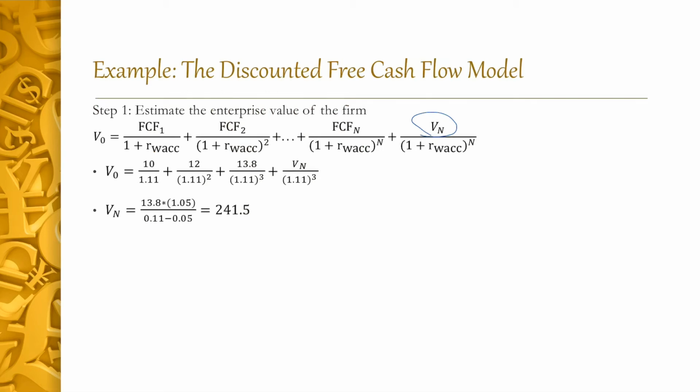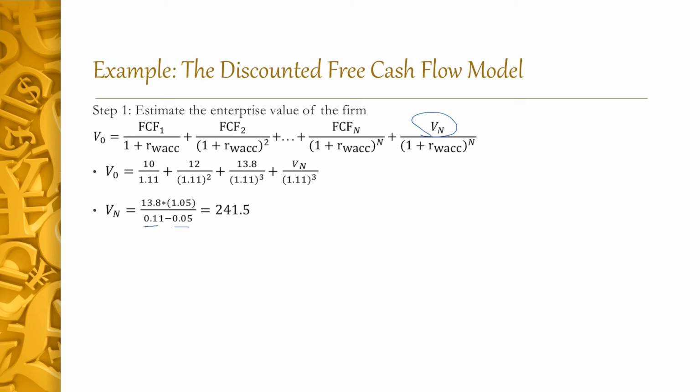Then in the next step, I'm going to calculate the terminal value of the enterprise, which is the third year free cash flow multiplied by its growth rate, so multiply by 1.05, and divide by the weighted average cost of capital minus the growth rate. That would give us $241.5 million.